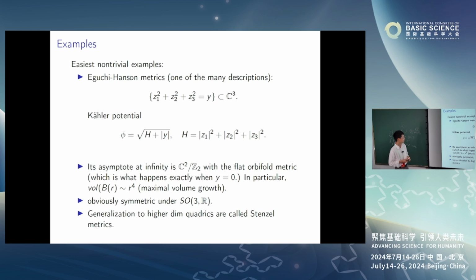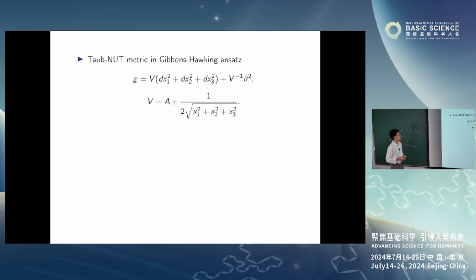So this is what I would say is the prototypical behavior of what you might have when your maximal volume growth. So almost every maximal volume growth example is in some sense a generalization of this example. Now here is an example which is not maximal volume growth. It's known as the Taub-NUT metric.